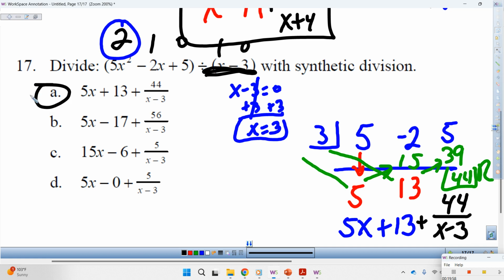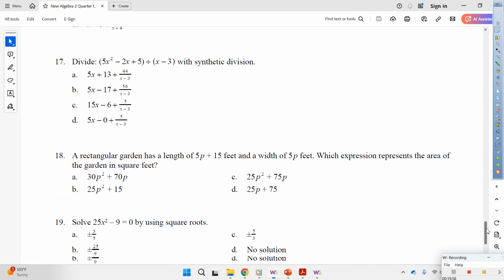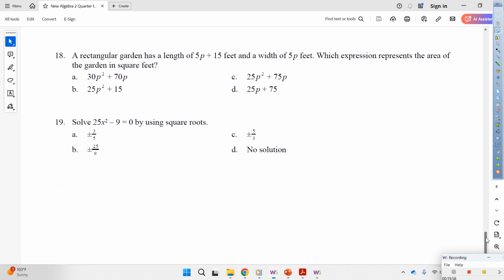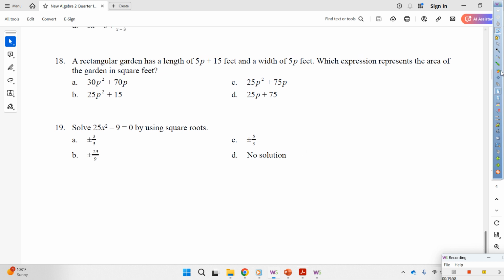Ooh-wee. Let's go. Well, not yet. We still have 3 minutes. All right, go to number 18. Number 19 we already did on the warm-up. We'll go to number 18.